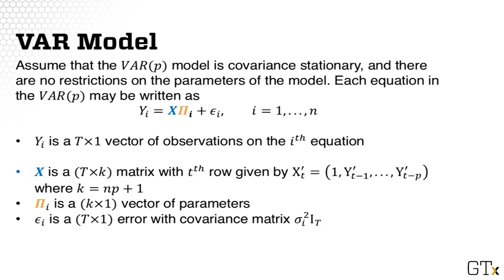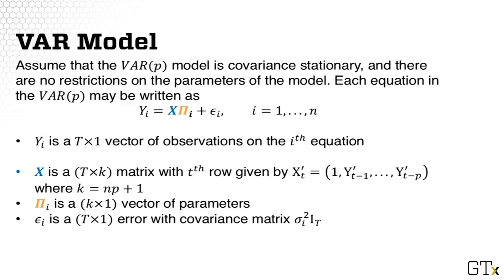We can write the VAR of order p model in a matrix format for each time series yi, where pi is a matrix of coefficients corresponding to the ith time series, a matrix of the dimensionality of n times p plus 1, since we have n time series and the order of the model is p. We have an additional coefficient for the intercept or the constant.